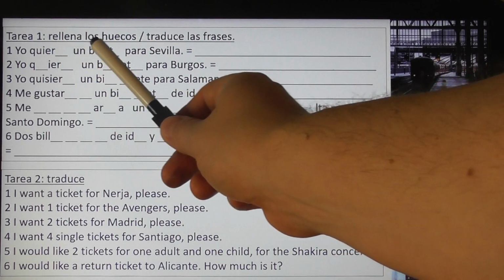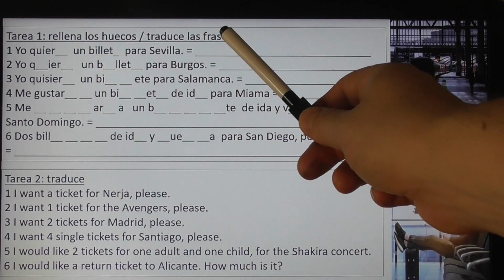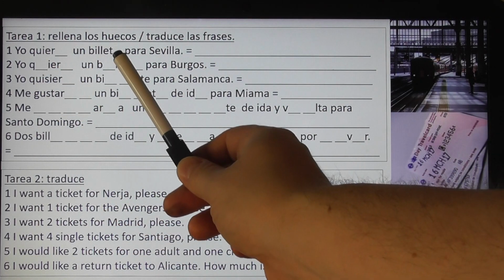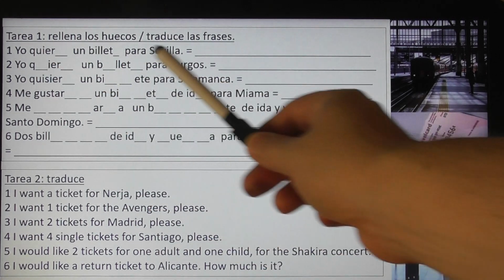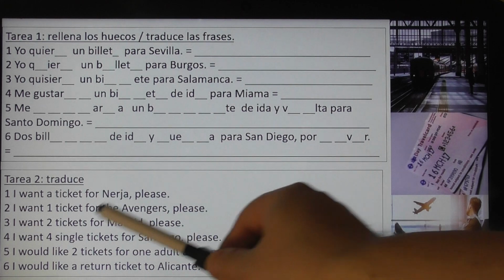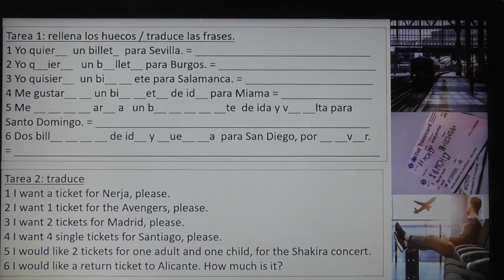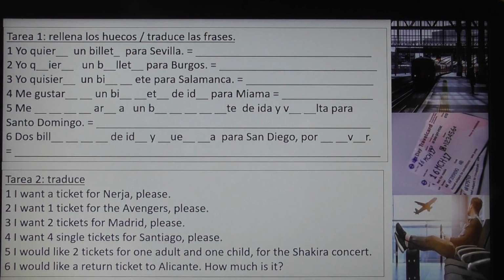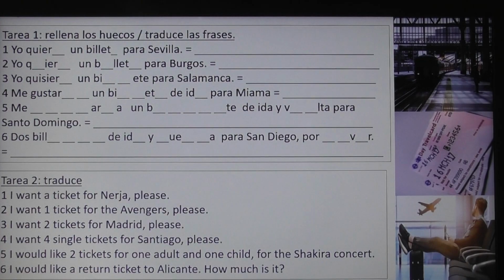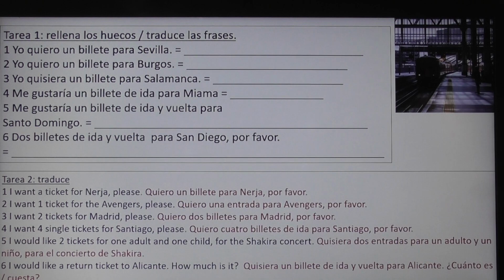Primero, rellena los huecos y traduce las frases. So, you're going to fill in the gaps, which obviously are then going to form a whole sentence which I want you to translate into English. Tarea 2, task 2, you're going to translate those sentences into Spanish for me. Venga, 10 minutos por favor. Hasta luego. Y vamos a ver en 1, 2, 3.